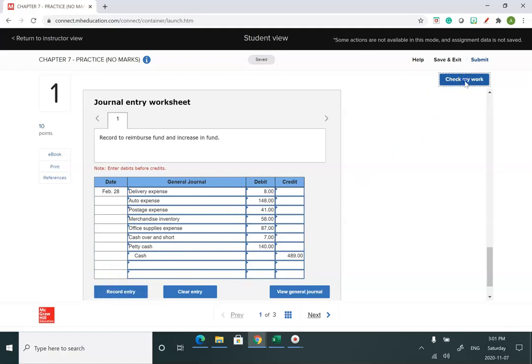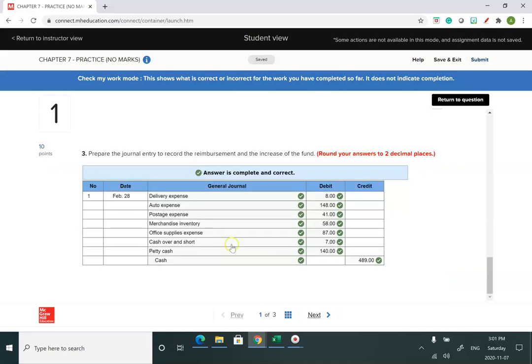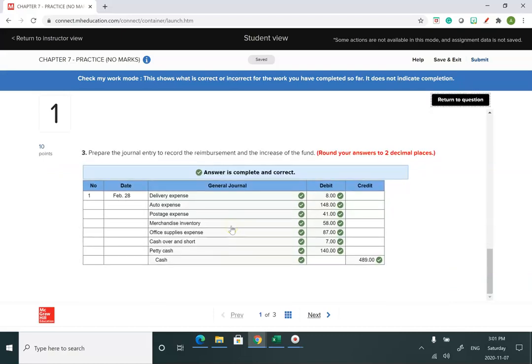Let's just double check this to make sure that I made the entry okay. Yeah, that's perfect. So again, this journal entry was a combination of recording all of the receipts in the petty cash fund, recording cash over and short, and then replenishing the fund to bring it from $360 up to $500.